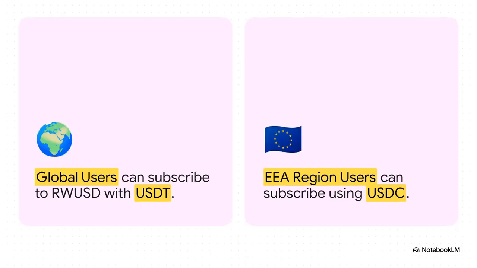Nice and easy. But here's a really important heads up. Which stablecoin you use depends on where you are in the world. For most global users, you're going to use USDT to subscribe. However, if you're an eligible user in the European Economic Area, the EEA, you'll need to use USDC instead. This is most likely because of regional regulations like MiCA, so it's a detail you definitely don't want to miss.